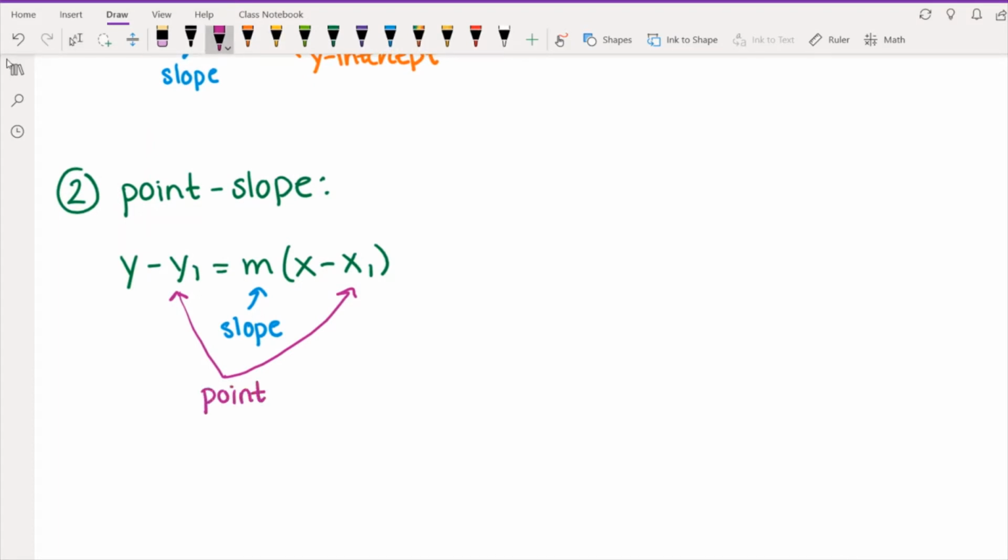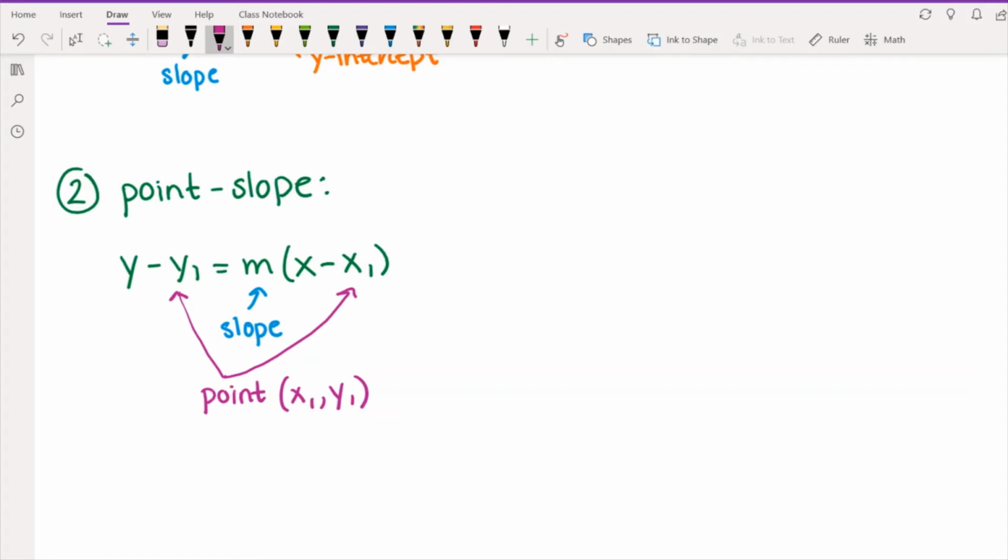And so this format is going to be really useful for us because typically when you're writing the equation of a tangent line, you don't necessarily know what the y-intercept is, but you do know another point that lies on your line. So I want to do an example of actually writing the equation of just a line without even mentioning tangent lines or anything like that.